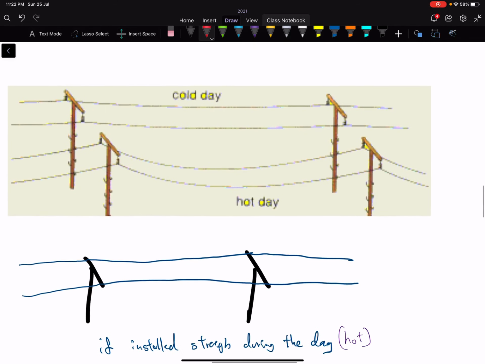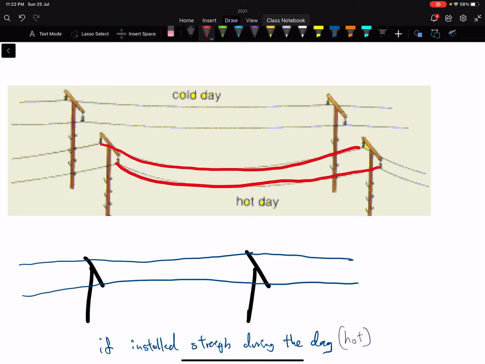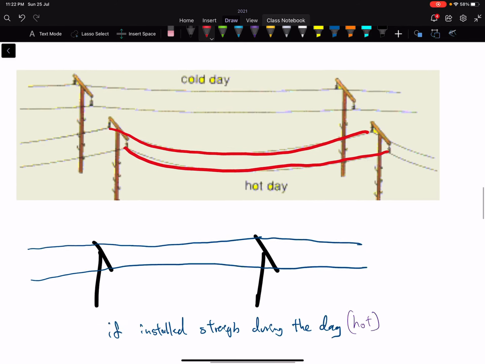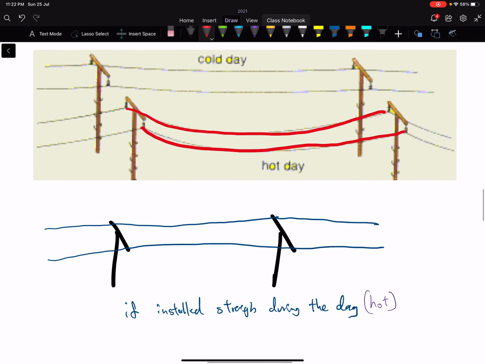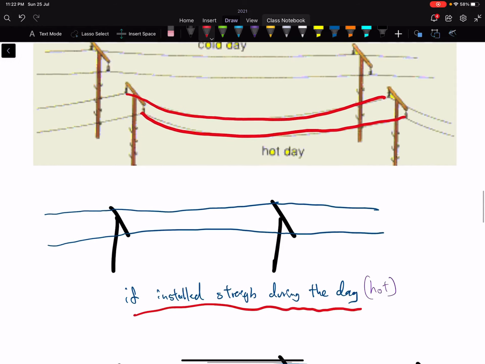It's because these lines will expand and contract according to temperature. So it is actually very important to install them. If you install them on a hot day, you need to make sure they are not straight, okay? Because if the line is straight, let's say for example over here, if installed straight during the day, what will happen at night? What do you think?